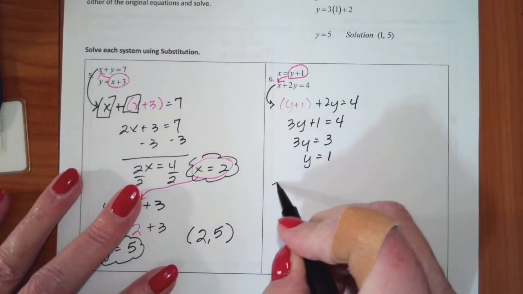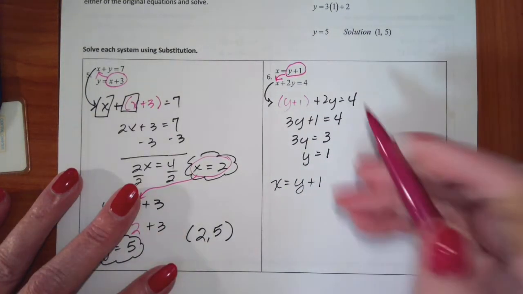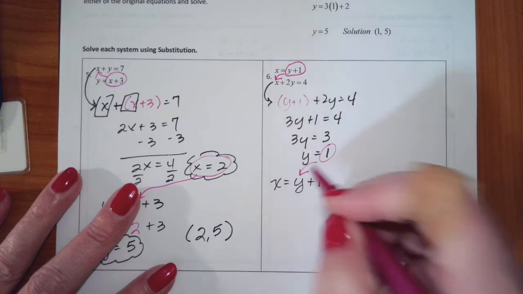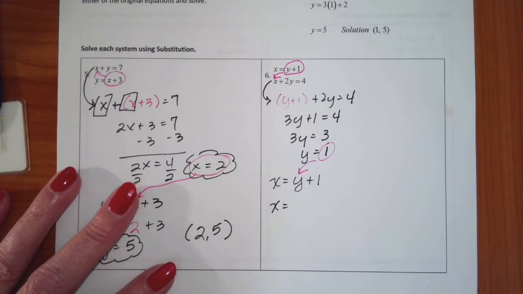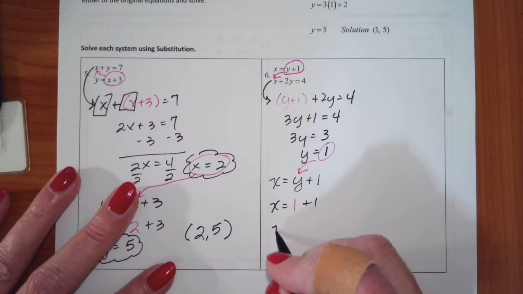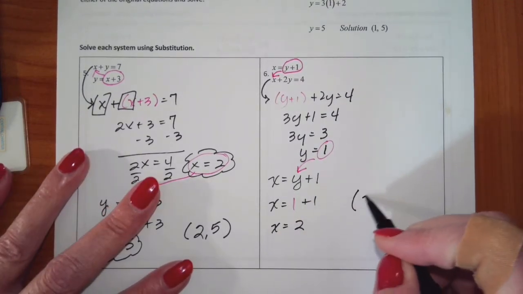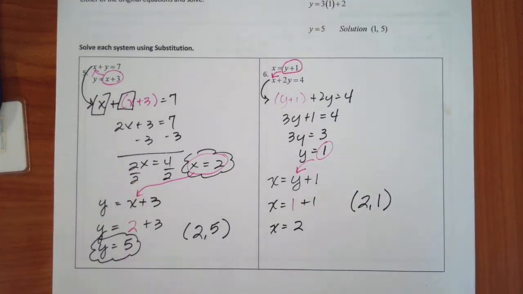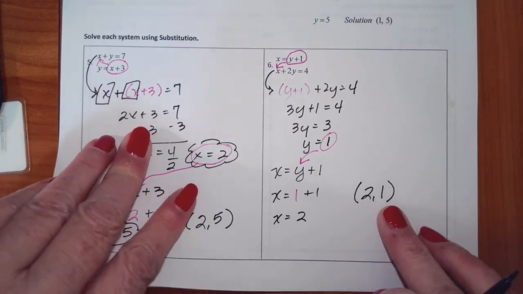All right, I'm going to go back and use the equation x equals y plus 1. I know what y is, so I can put it in here. I get that x is equal to 1 plus 1, so x is equal to 2. And I get my solution as 2, 1. It doesn't matter which order you solve in, you just need to make sure if you're writing it as an ordered pair that the x goes first and the y goes second.